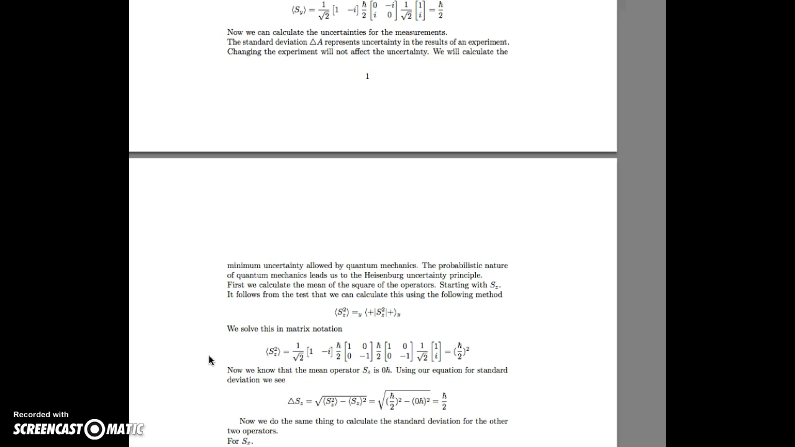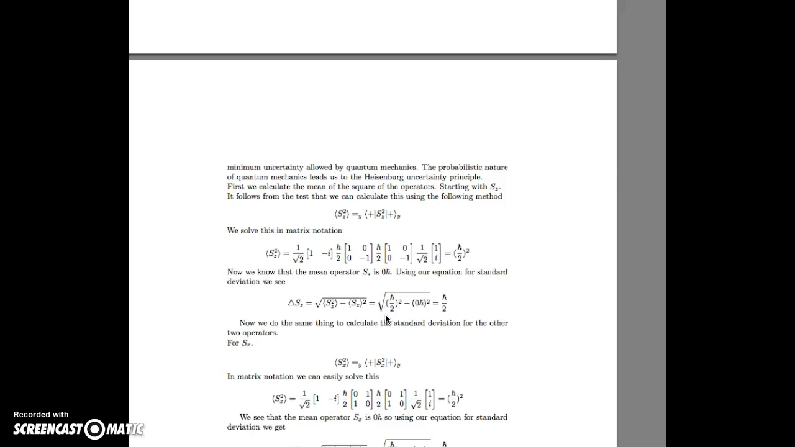First we will calculate the mean square of the operators starting with Sz. Here we use this method right here as shown. Again, we can solve this in matrix notation and we get h bar squared over 4. Knowing that the mean of the operator Sz is 0 h bar, using our equation for standard deviation, we see that the standard deviation of Sz is h bar over 2.